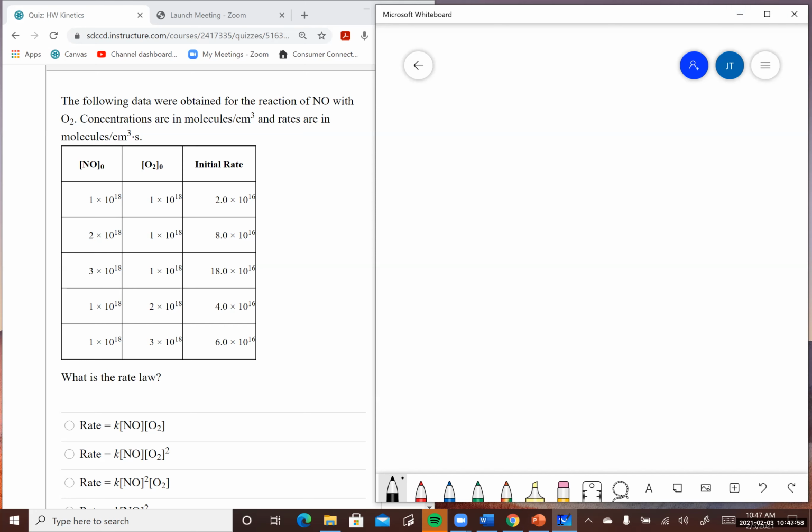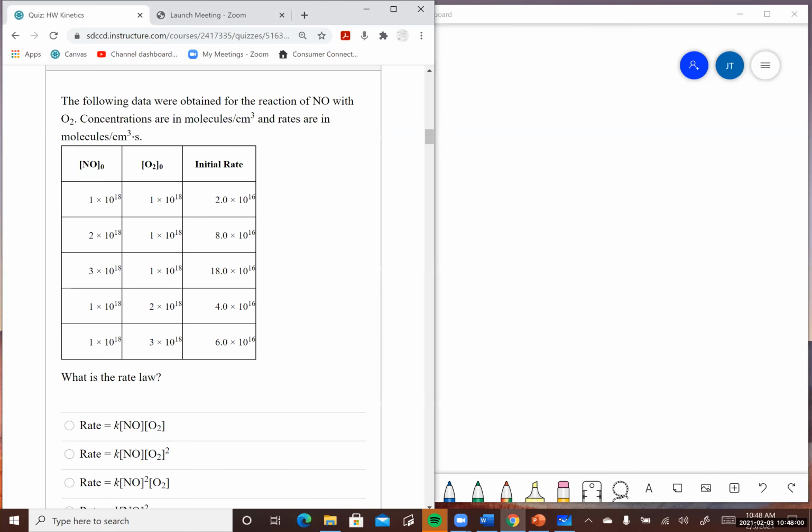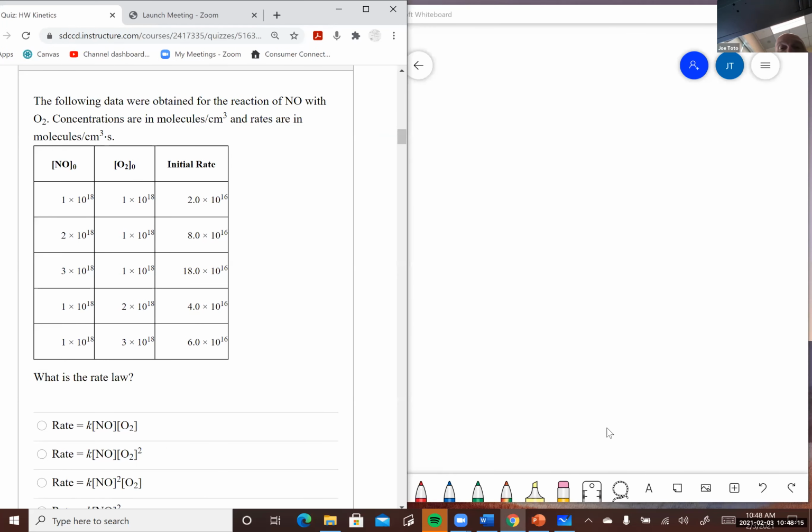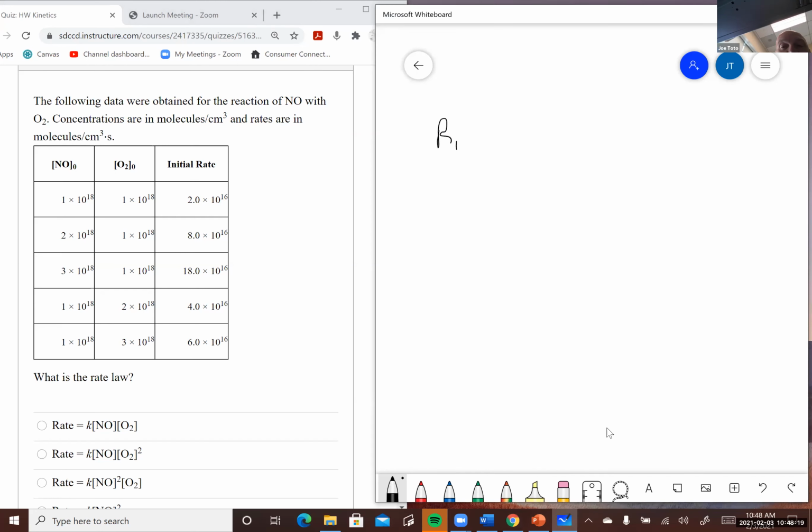It quadruples. So what type of an effect is that? Second order. Yeah, it's second order. And you can see that. That's called the eyeball method, but we can also do that method we were talking about where we take the ratio of rate 1 and rate 2.